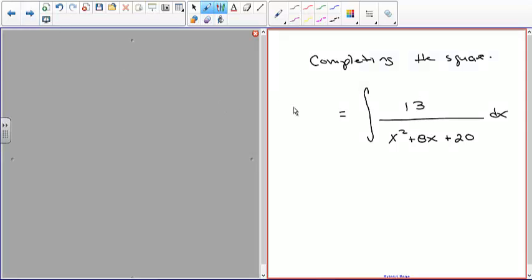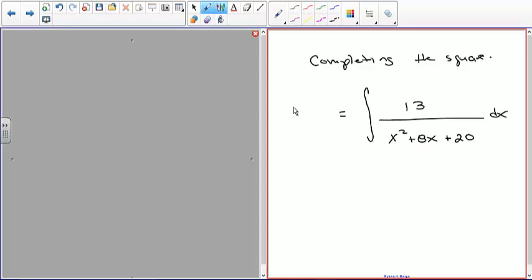So the next one is completing the square. A lot of times you have ones that don't immediately lend themselves to having part of it being a squared and part of it being u squared. What we have in the denominator is a second order polynomial, a quadratic.